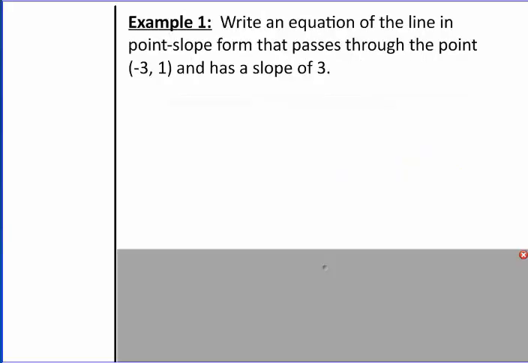So our first example: write an equation of the line in point-slope form that passes through the point (-3, 1) and has a slope of 3. The -3 we're going to label as our x1. The 1 we're going to label as our y1. That's our point. And then our slope is our 3. That's our m. So write your equation, y - y1 = m(x - x1).